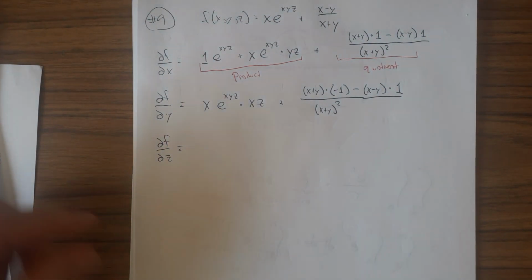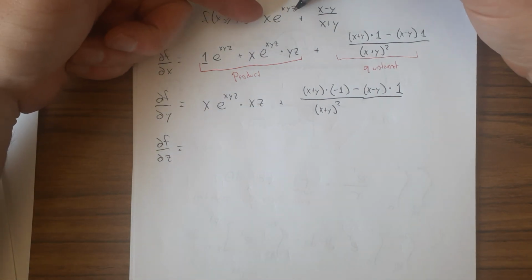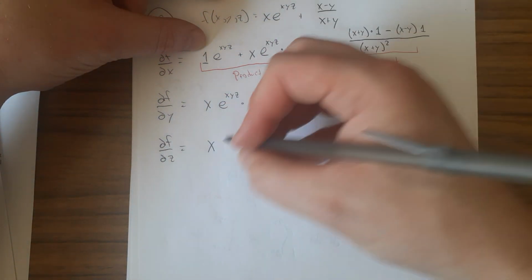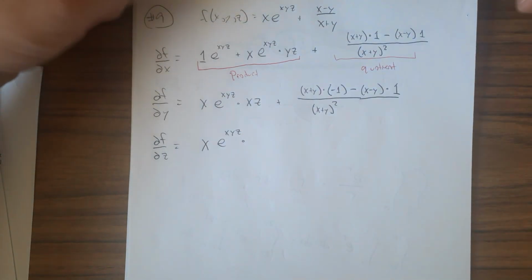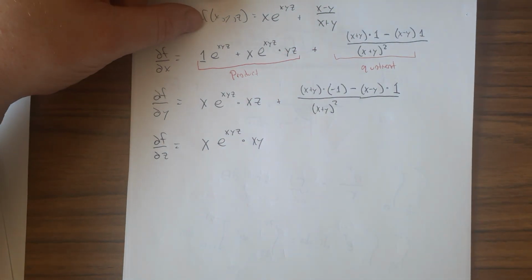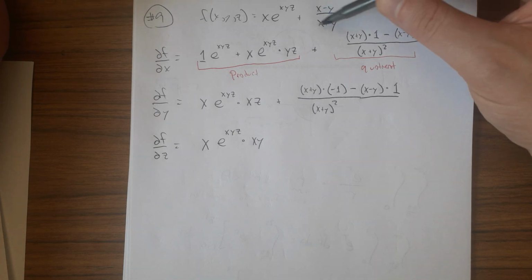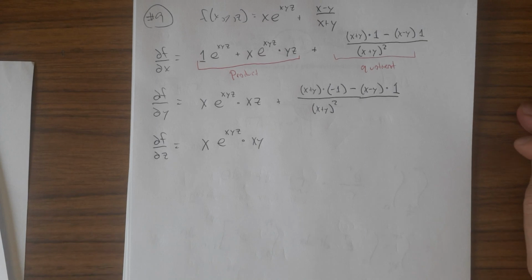Partial with respect to z. I'm looking at this. Again, I don't need the product rule. This x is a constant. Let's do the derivative of e to the xyz, which is e to the xyz, times the derivative of the inside with respect to z, which is xy. And then I am elated to inform you that we do not need to do the quotient rule again. This does not involve z at all, so this just drops out. So we're done. That's all three partial derivatives.